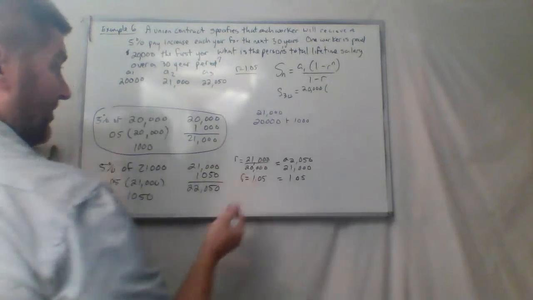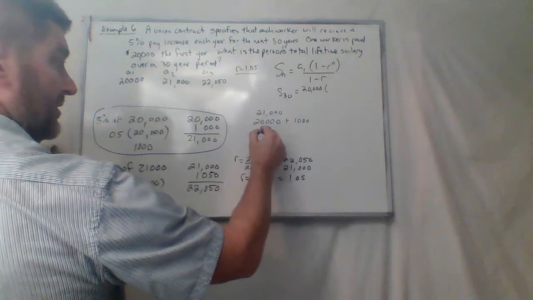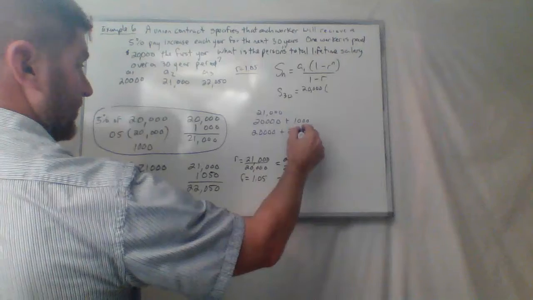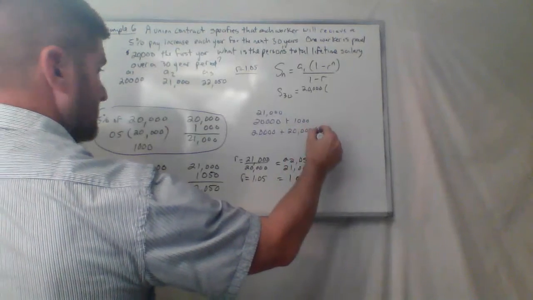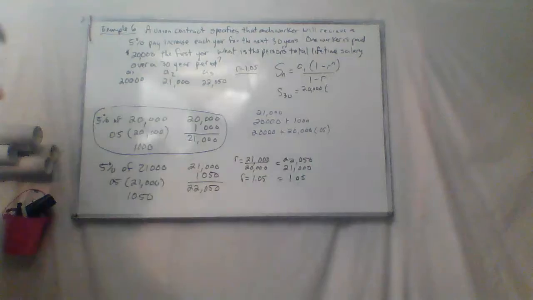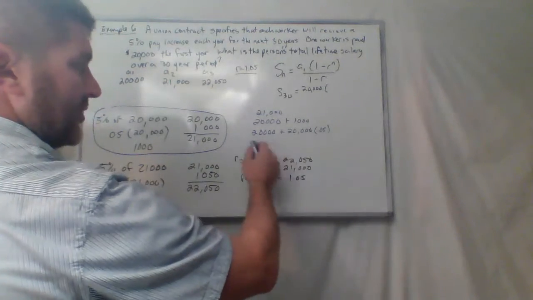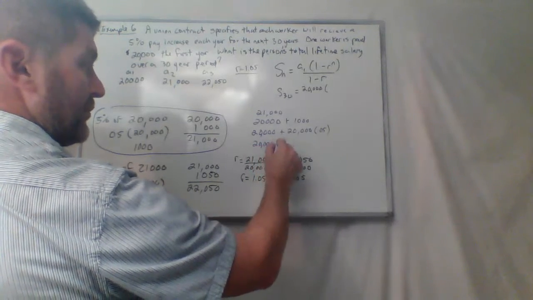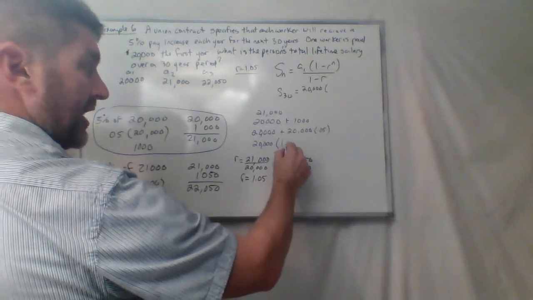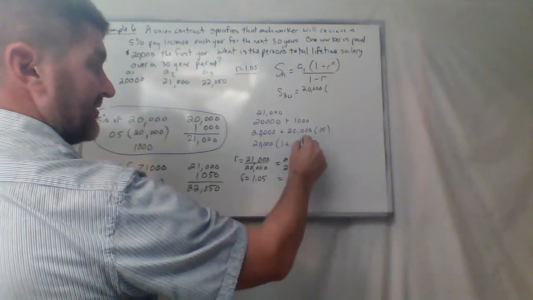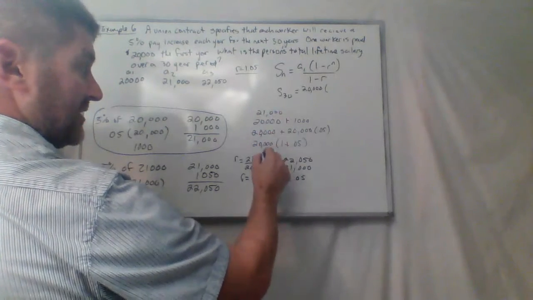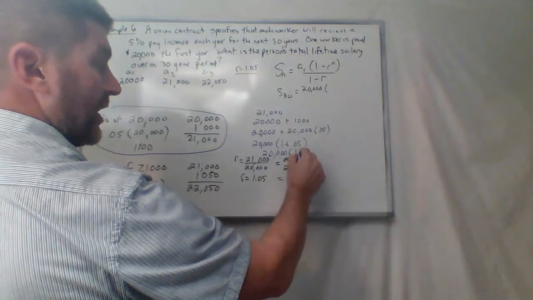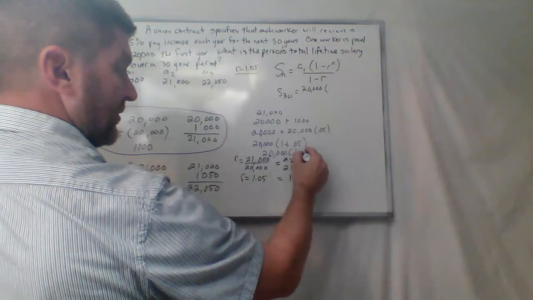Now, how did I get that 1,000? Well, I have this 20,000 here, plus 20,000 times 0.05. If you notice here, you have a greatest common factor of 20,000. If we take that out, what you're left with is 1 plus 0.05. So to get to 21,000, you multiply the 20,000 by 1 plus the rate, which is 1.05.